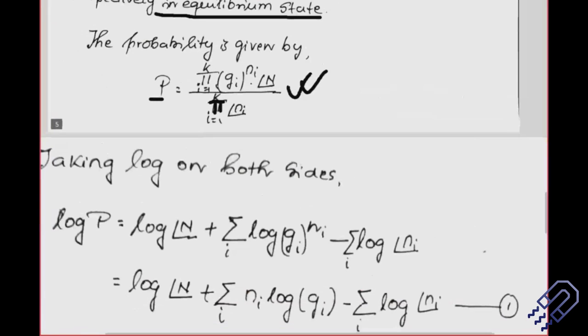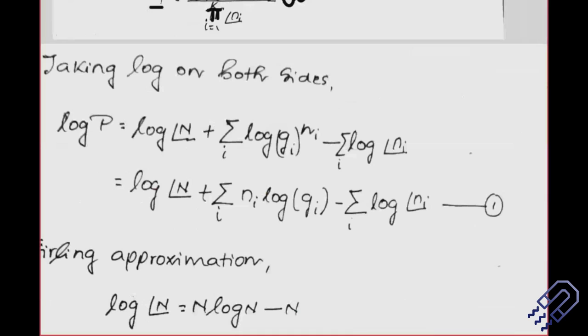So first step, we are going to take a log on both sides. We are going to find out a distribution law. So what does it mean? That how ni number of particles are distributed. That is what we are going to do now. So let's just finish it off, and then I think it will be more clear to you.